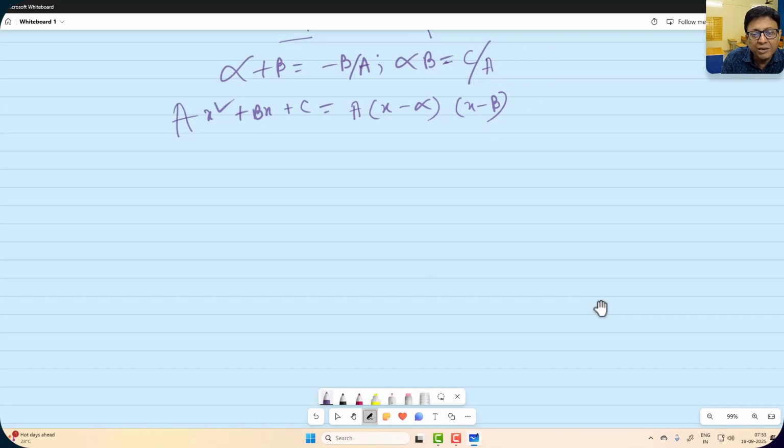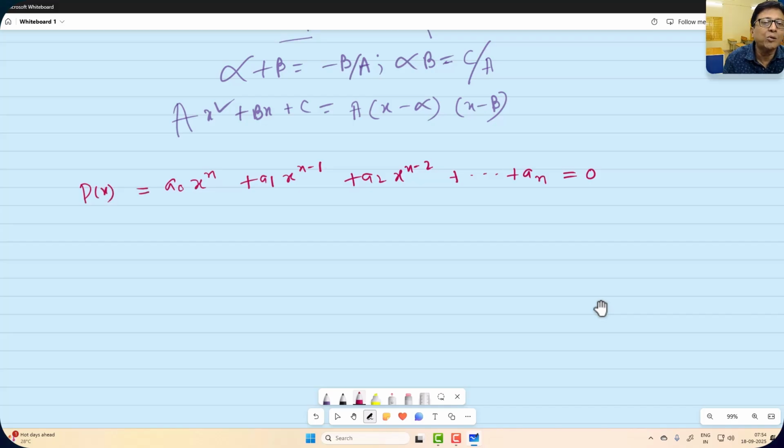So now let us start with one polynomial equation whose degree is n. I am taking it of the form a0 x to the power n plus a1 x to the power n minus 1, plus a2 x to the power n minus 2, this way up to an, equal to 0. This is the polynomial equation, P of x equal to 0.